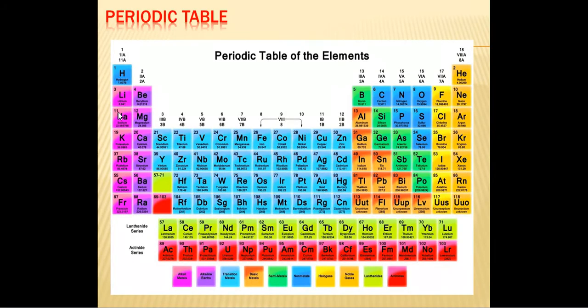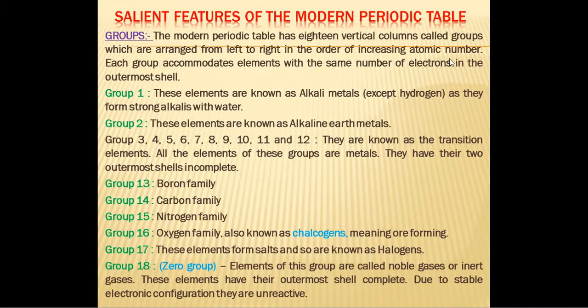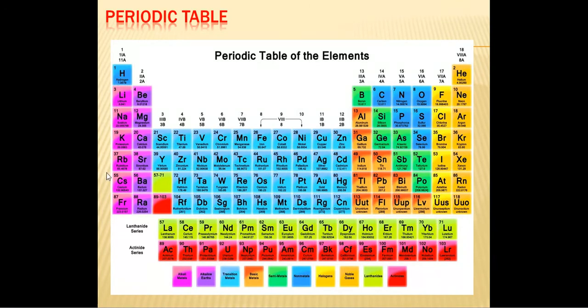You can see the groups from left to right, starting from group number 1, 2, 3, 4 till 18. From left to right, the groups are arranged on the basis of their increasing atomic number. Each group accommodates elements with the same number of electrons in the outermost shell. For example, in group number 1, all the elements will have the same number of outermost electrons, or valence electrons, meaning the electrons present in the last shell. In group number 1, all the elements like hydrogen, lithium, sodium, potassium, rubidium, cesium and francium have only one electron in the valence shell or the outermost shell.